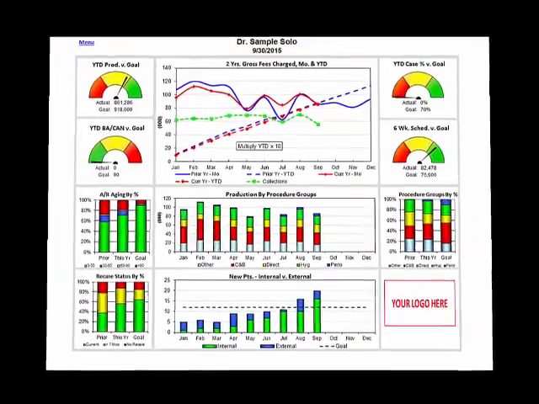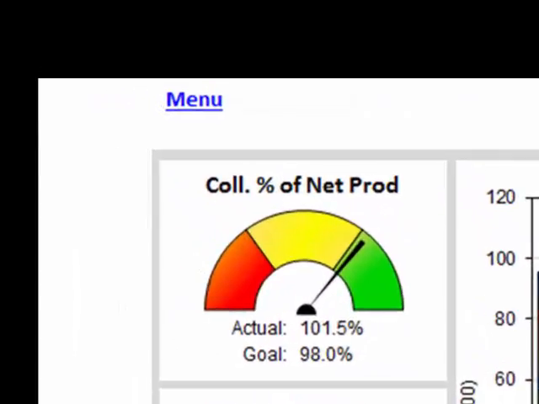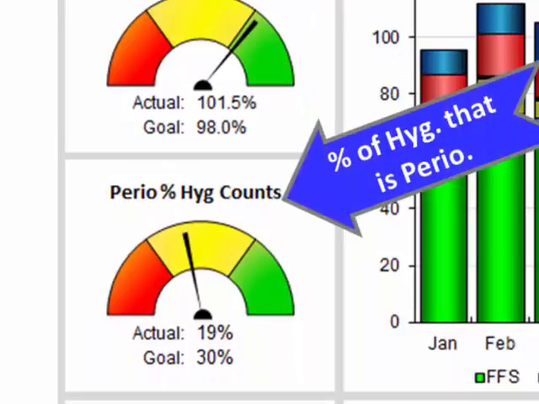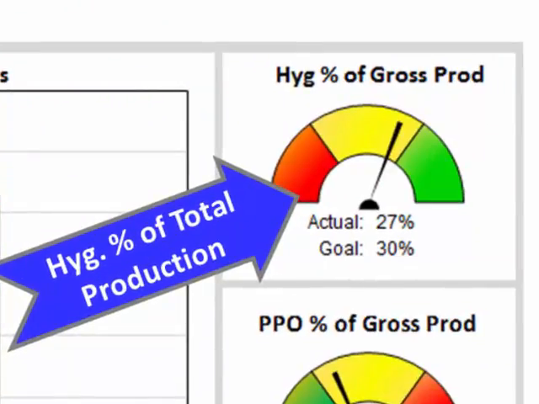On the second page, top left, we're showing you, for instance, collection as a percent of net production, but notice the second item on the left. Here's the percent of hygiene counts that are perio related. Upper right hand corner, here's percent total that hygiene is of the total practice. You'd like that to perhaps be 30, 33% in a healthy practice.